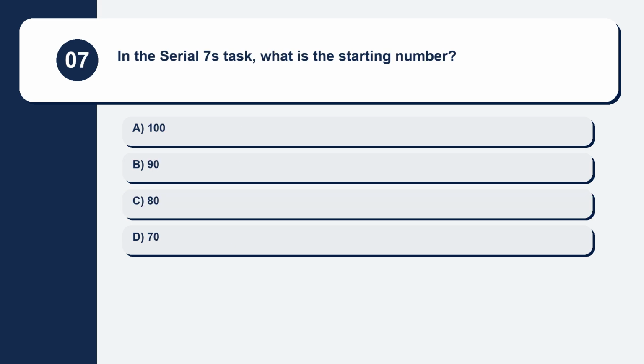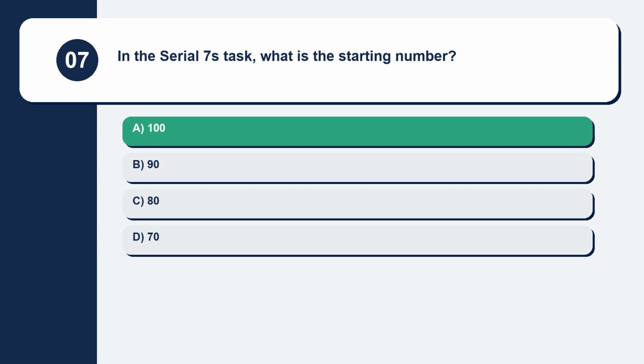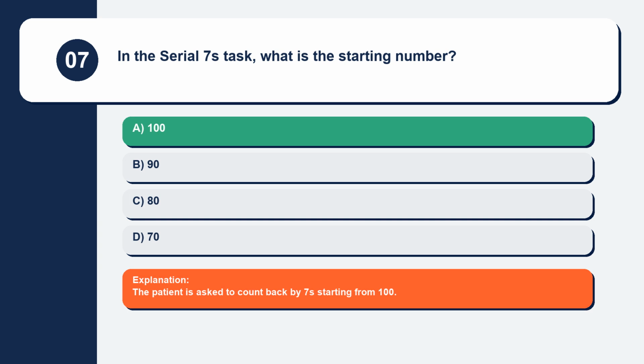Question 7. In the serial 7s task, what is the starting number? 100, 80, 70. The patient is asked to count back by 7 starting from 100.